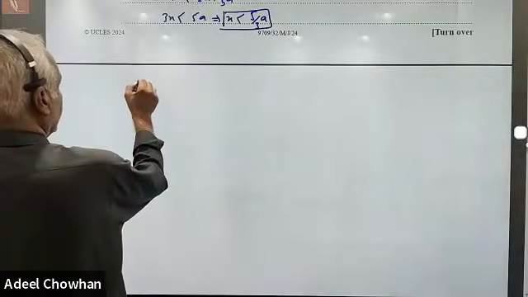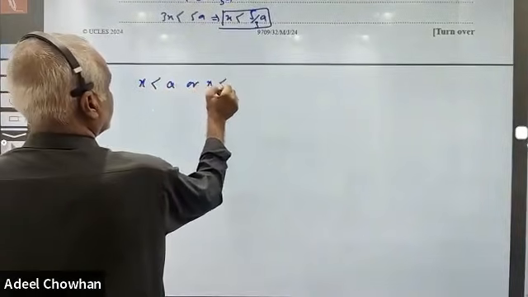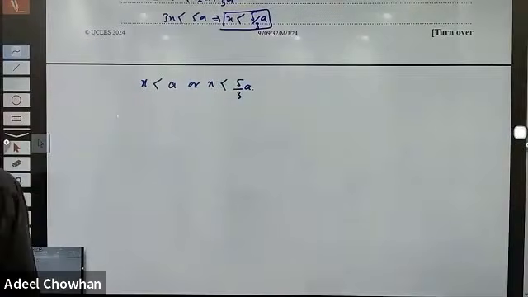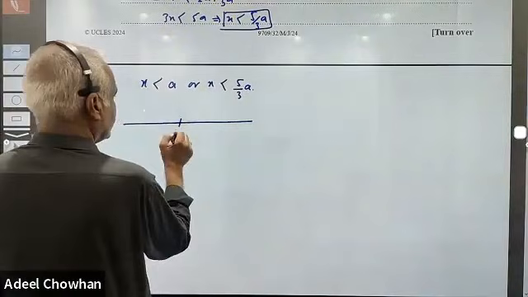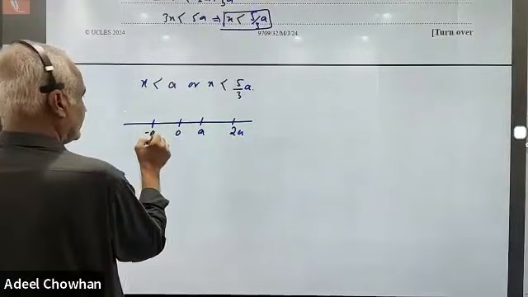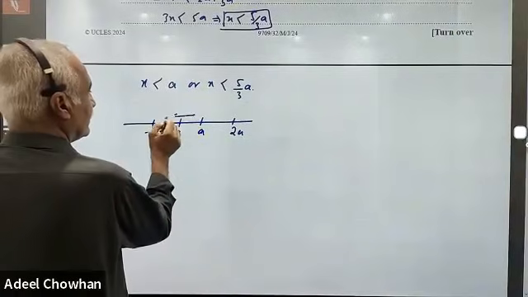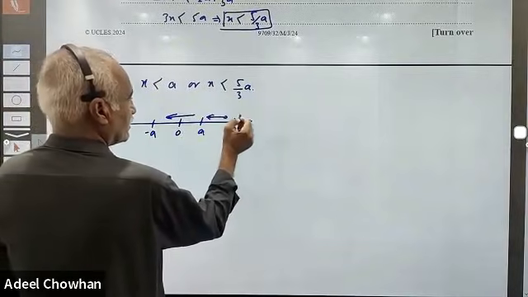So the answer will be x less than a, or x less than 5 over 3 a. So they are both less than a and less than 5 over 3 a. So we have to check out which one is right and which one is wrong. You draw the line where it is 0, it is a, it is 2a. Let's say it is minus a. You will check it is less than a, then check in between these two, and then check after this 2.